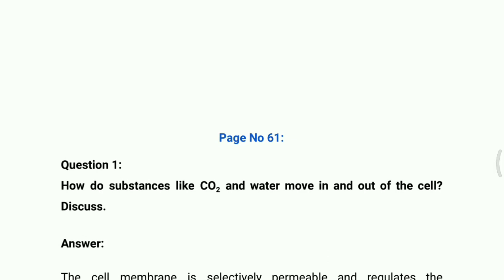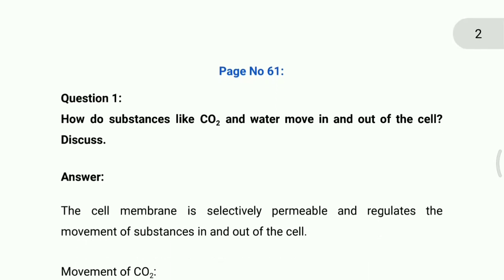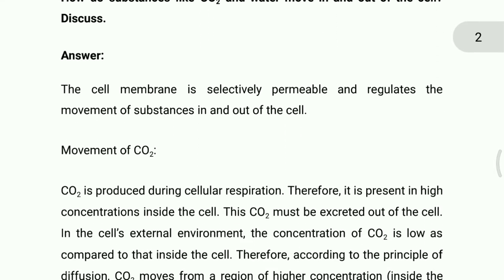Page number 61. First question. How do substances like CO2 and water move in and out of the cell? Discuss. Answer. The cell membrane is selectively permeable and regulates the movement of substances in and out of the cell. Movement of CO2. CO2 is a product produced during cellular respiration. Therefore, it is present in high concentration inside the cell.